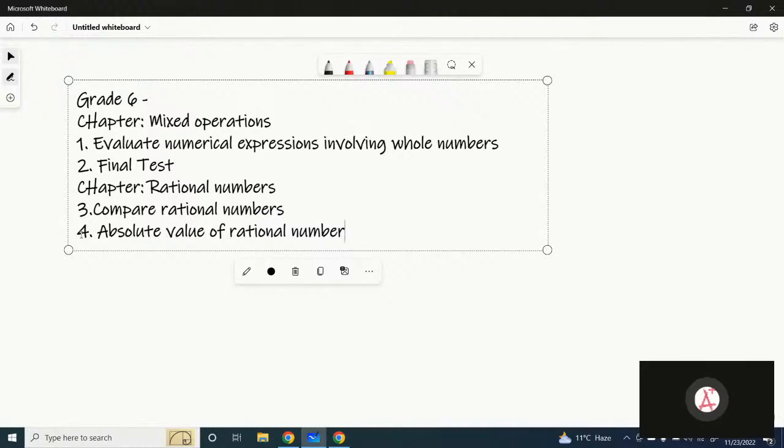Okay, so we have covered four topics today. Two of them are from the chapter mixed operations. They are evaluate numerical expressions involving whole numbers, and then we started the final test. Then we started the chapter rational numbers. We have covered two topics: compare rational numbers and absolute value of rational numbers. Got it?